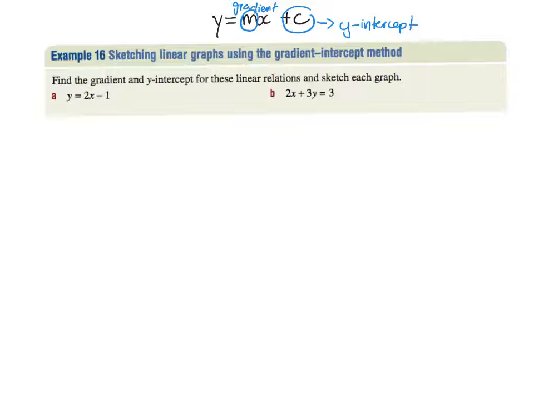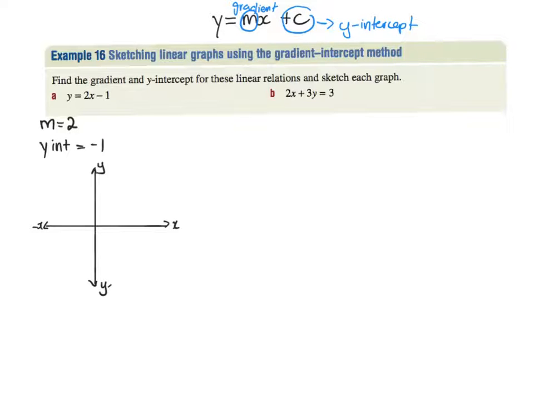Good. All right, so for this one, when I'm doing A, they've asked me to find the gradient, so I'm going to say the gradient is 2, and the y-intercept for this one is -1. All right, so we need to sketch that graph. So when you're sketching a graph, you simply just have to use a ruler, so you get marks deducted in methods if you haven't used a ruler. So you've got to use your ruler, label up your axes, like so.